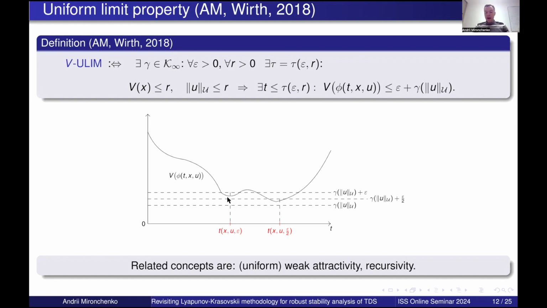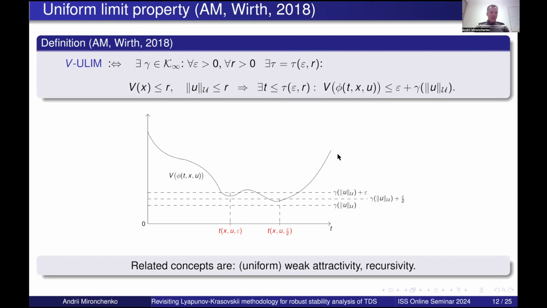Okay? Afterwards, the trajectory may again deviate. So it's not like convergence to this epsilon neighborhood of gamma of norm of u. It's just basically falling down in this neighborhood. Afterwards, it goes away, but then it must again converge to the same neighborhood within the same time. And if I take, instead of epsilon, epsilon over 2, then I have again some larger time so that I always fall into this neighborhood, right? But then again, I can deviate.